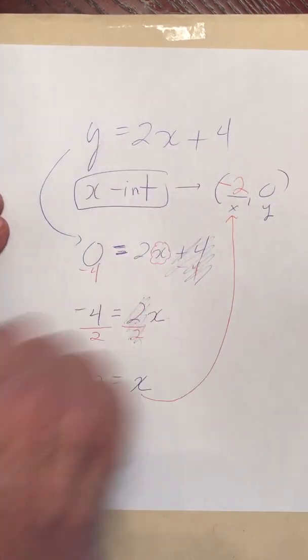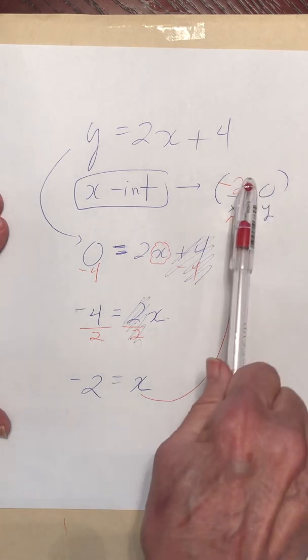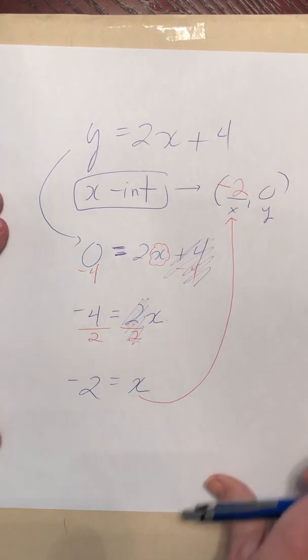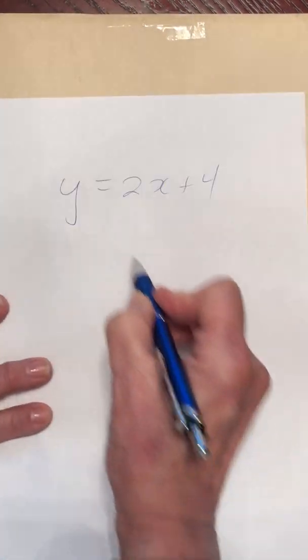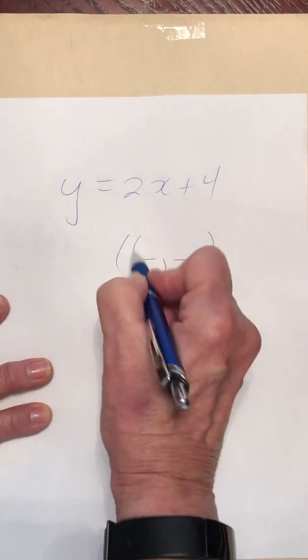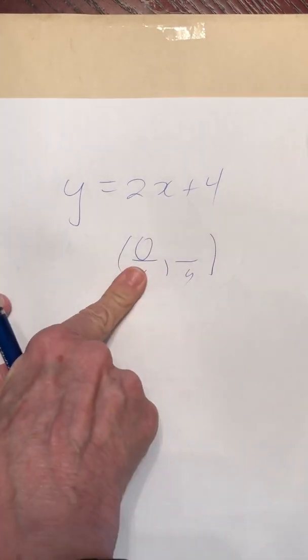So if I wanted to graph this, I now know that this is the x-intercept. How would I find the y-intercept? That's easier. The y-intercept does what all y-intercepts do. They have their x value as 0.